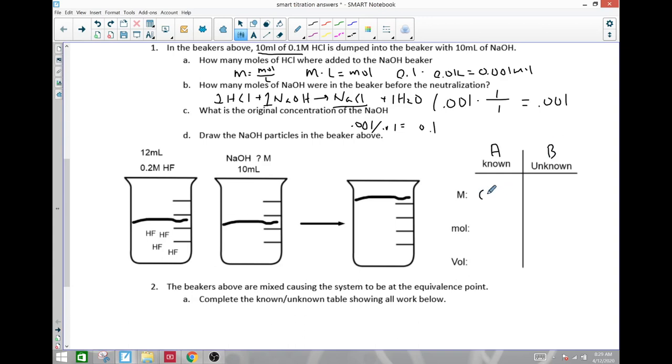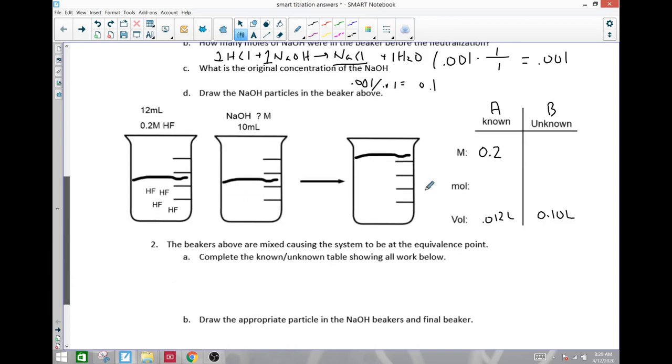So what's known about it isn't the identity, it's the concentration. And then the volume is 0.012 liters. And then the unknown has a volume of 10 milliliters, 0.10 liters. Now you know they're not the same volume, so they're not the same concentration, but they're not that far off either. Okay. So another thing you might notice is that we'll have the same number of moles.